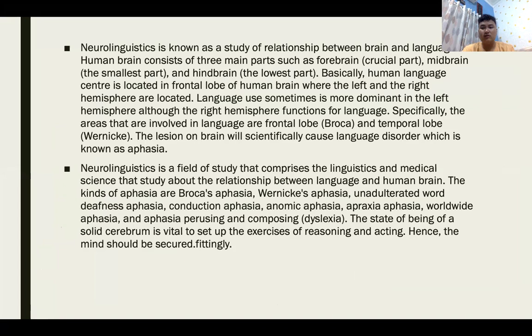Neurolinguistics is known as a study of the relationship between brain and language. The human brain consists of three main parts: forebrain, the crucial part; midbrain, the smallest part; and hindbrain, the lowest part. Basically, human language is located in the frontal lobe of the human brain, where the left and the right hemispheres are located.